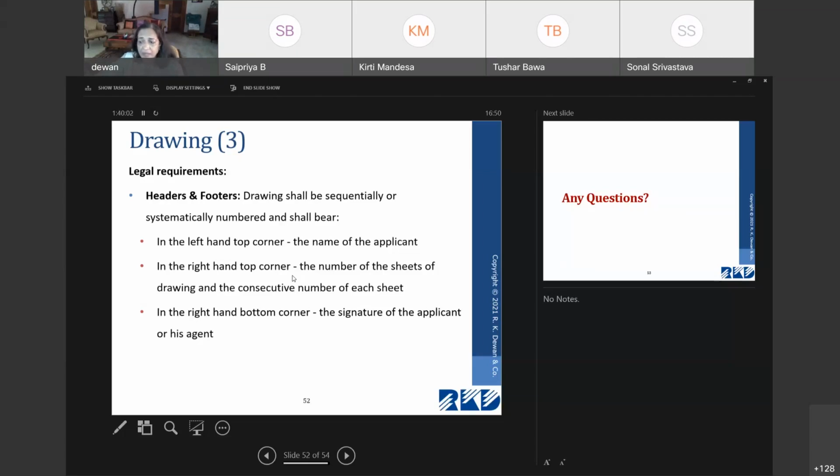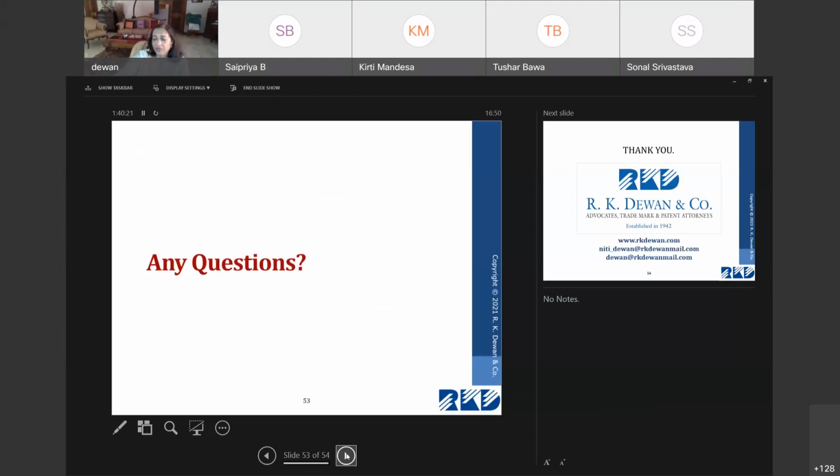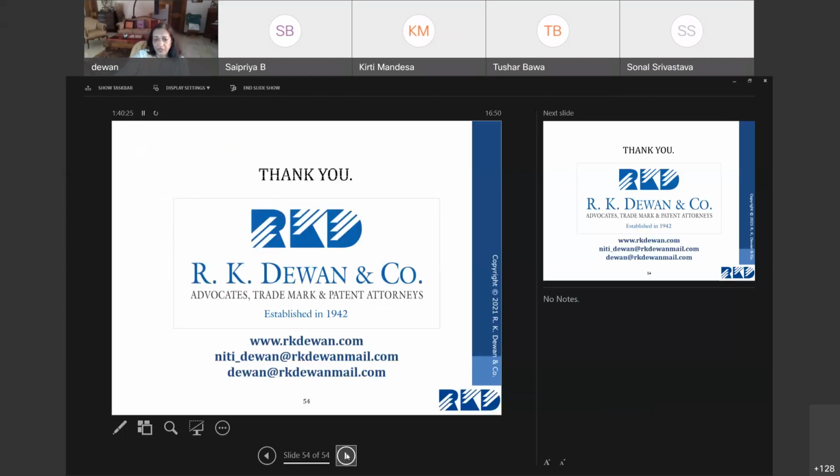So other than claims, we have touched upon all the elements of a patent specification, the do's and don'ts and the basic principles, and how you can apply them to drafting your patent specification.